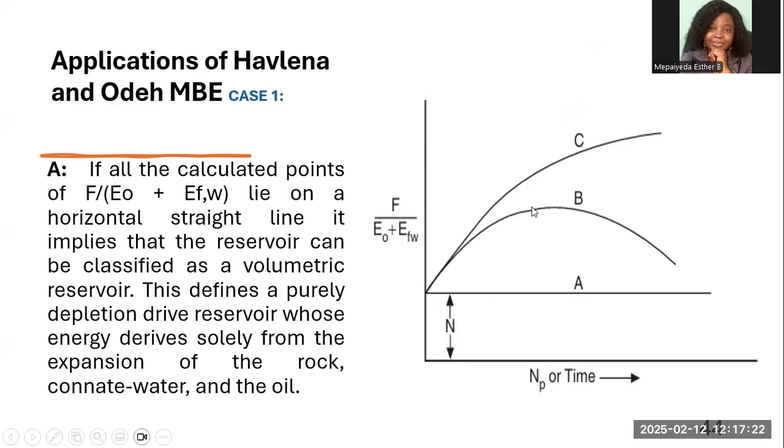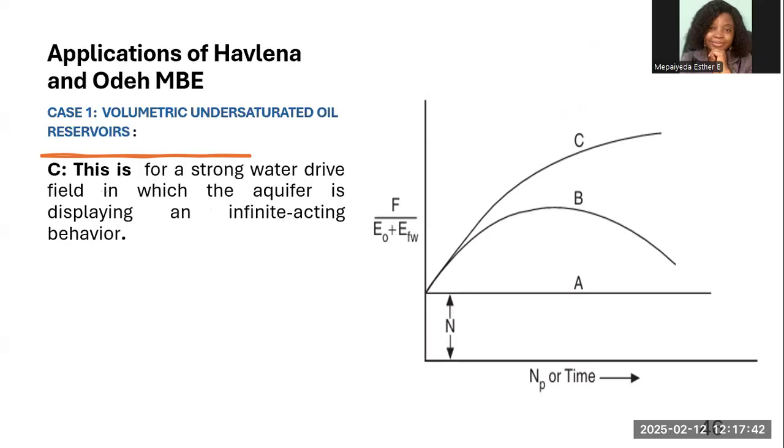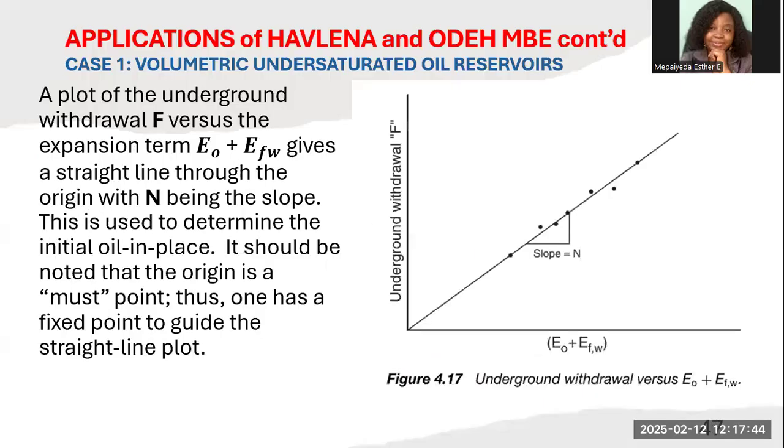And then if it is not a straight line like this, we are able to tell the story of what our reservoir could be if it is a B plot or if it is a C plot for volumetrically controlled undersaturated oil reservoirs. Okay, so let's look at volumetric. This is also a volumetric undersaturated oil reservoir.